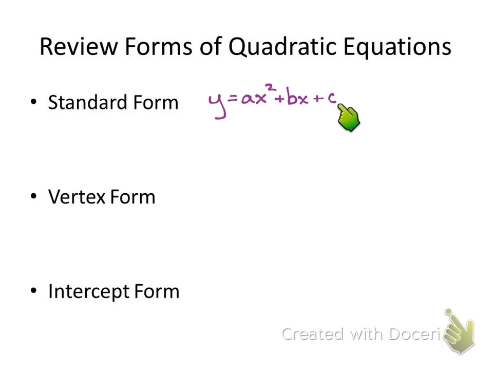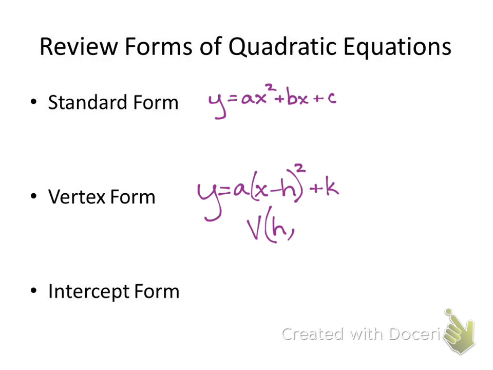C is your constant. Typically that's your y-intercept, because when you plug a 0 in, you're just left with the c. We talked about that. Vertex form is when you have a times the quantity x minus h squared plus k. And let's write down that the vertex is the opposite of h, but k keeps its sign.